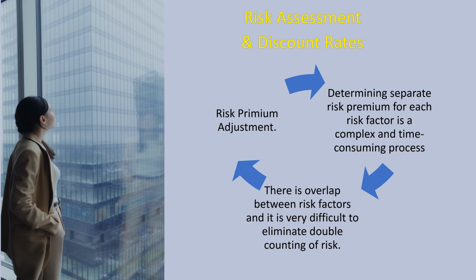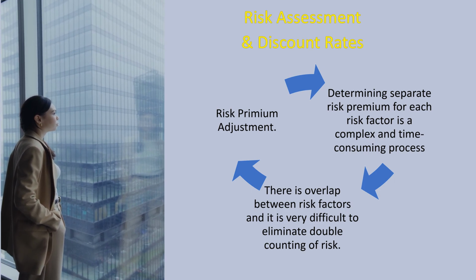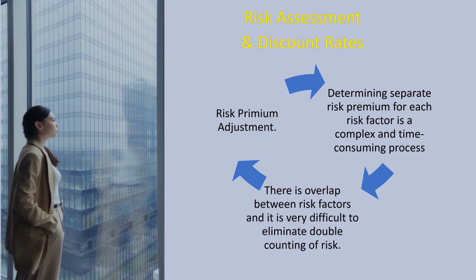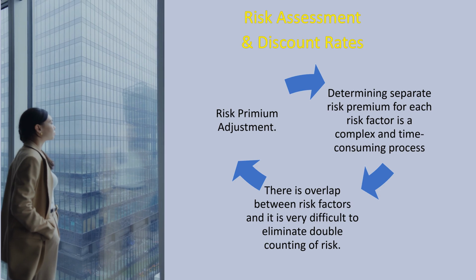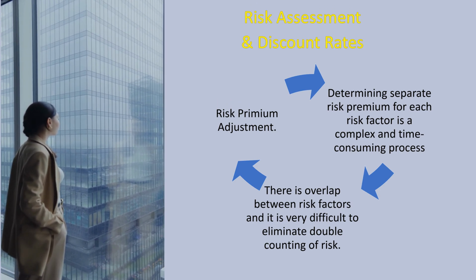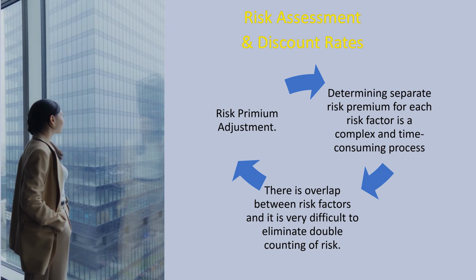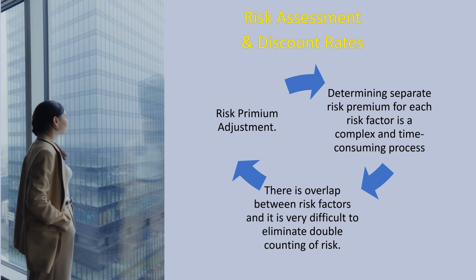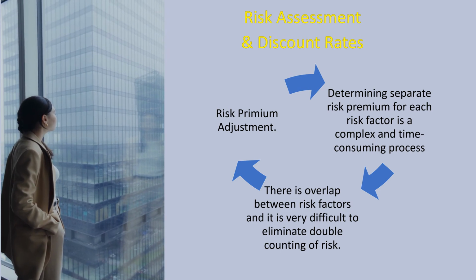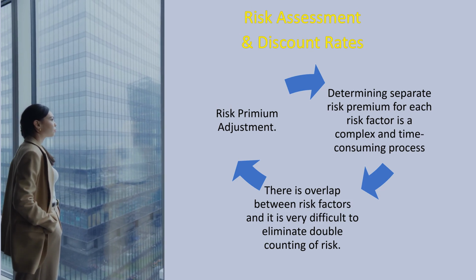Risk adjustment. If it was possible to determine a risk premium for each factor, their sum would then give us an accurate risk premium for each investment property. However, there are several inconsistencies and problems in determining the risk premium. Determining a separate risk premium for each risk factor is a complex and time-consuming process, and in the majority of cases would be impossible to calculate given the scope and size of the various investment markets.